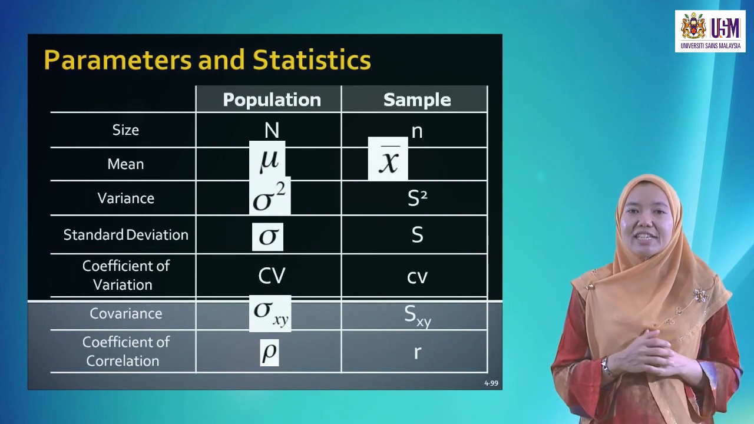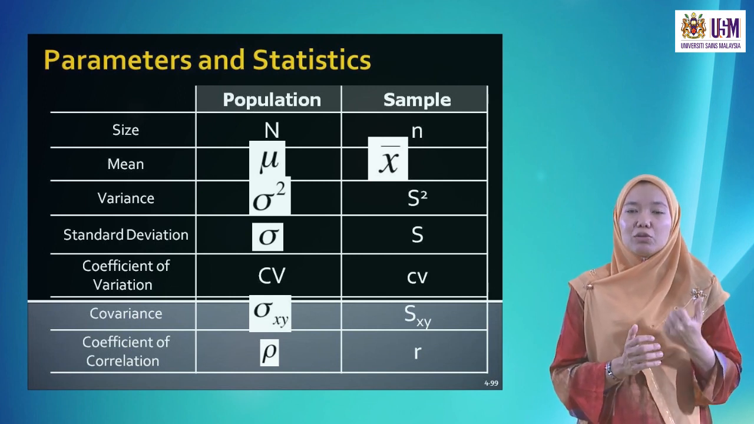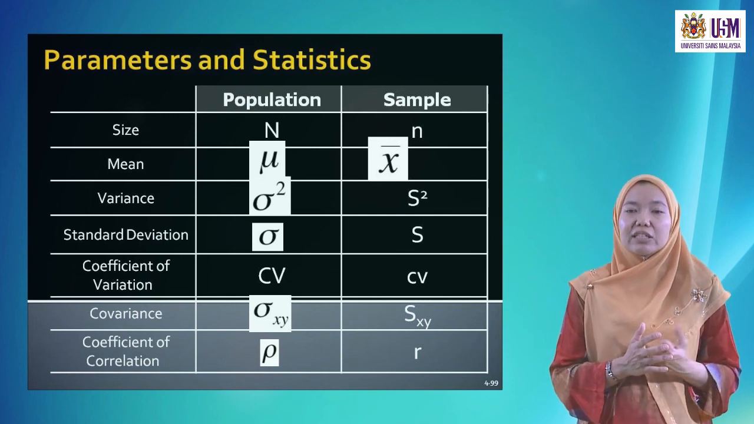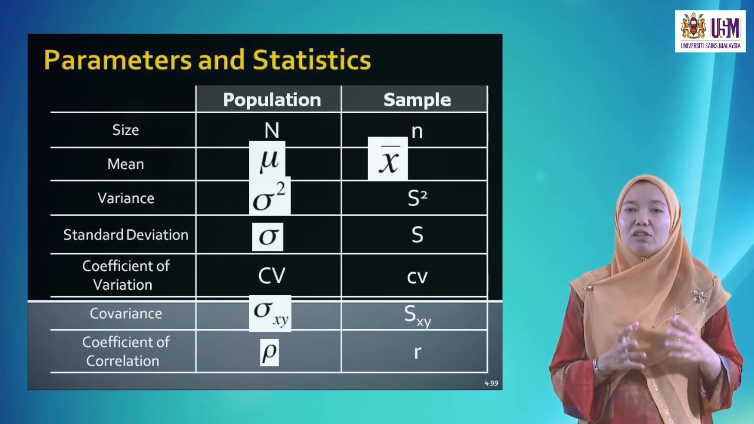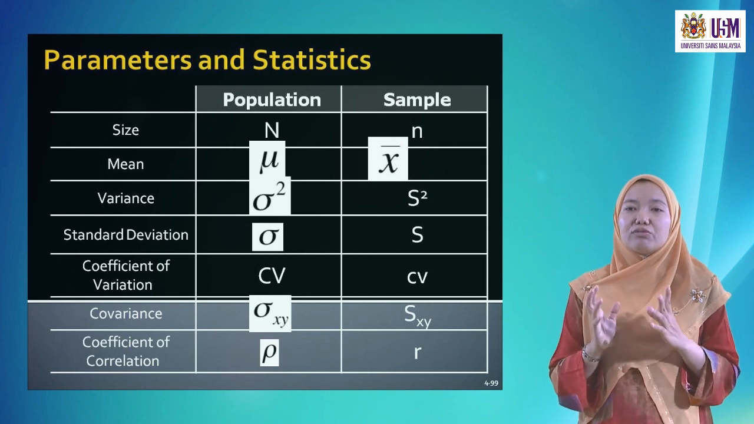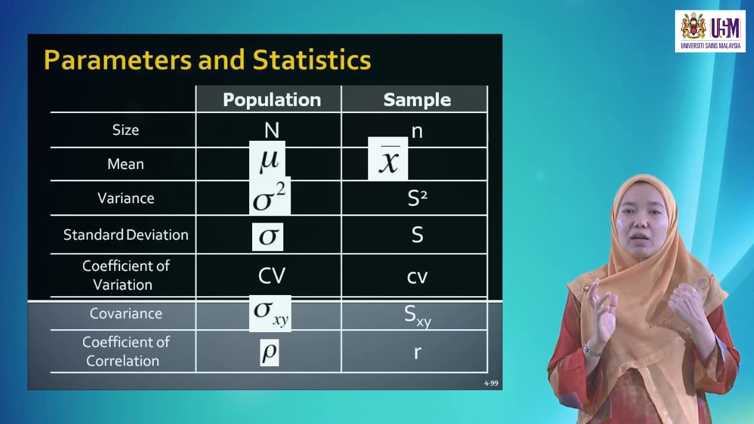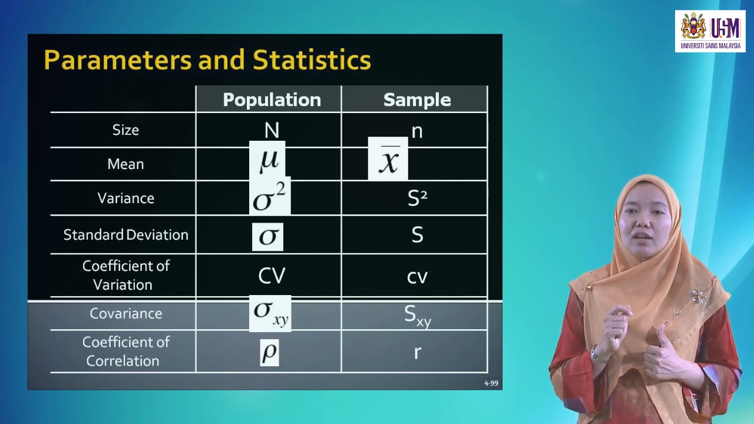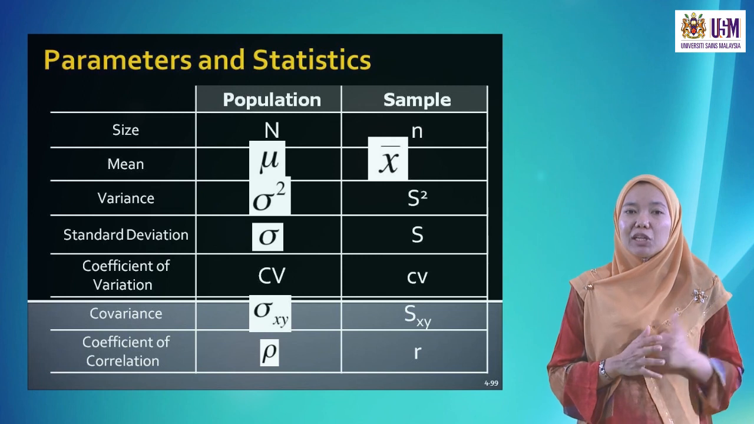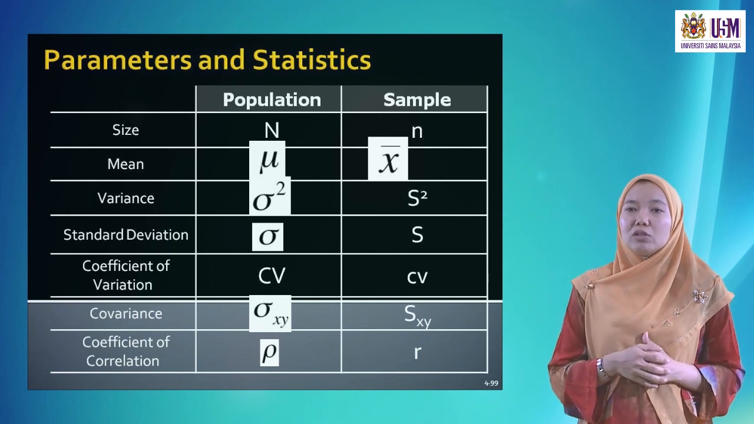So we have come almost to the end. This is simply to recap what you have come across so far in terms of the symbols, how they differ, and how they are similar to one another. You need to be able to differentiate between the symbols for population and the symbols for sample. The size of the population is capital N, while the size of the sample is small n. When we talk about the population mean, we use the Greek symbol mu, while for the sample mean, we use X bar.